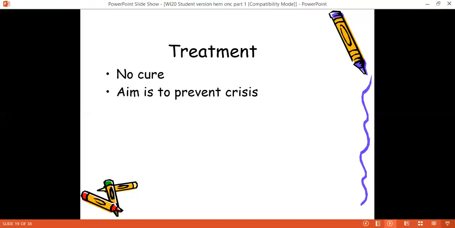The treatment: there is no cure currently. The aim is to prevent crisis. Again, we prevent crisis by making sure they have adequate oxygenation, adequate hydration, and prevent infection.